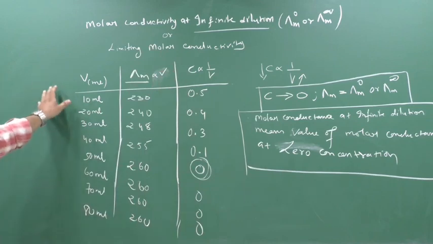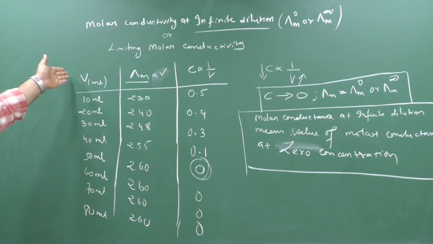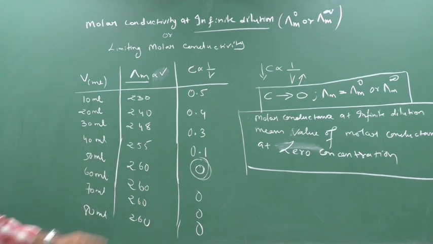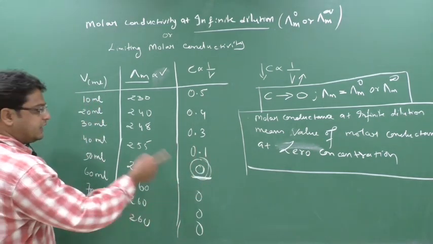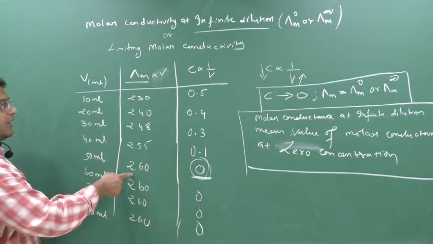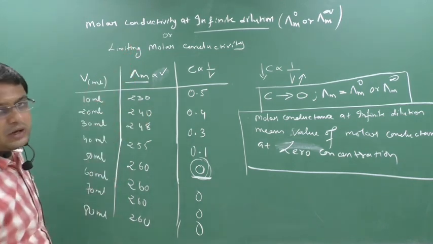So as I increase my volume, lambda m will increase, but concentration will decrease. As I go on increasing my volume, concentration will decrease. One point will come where the concentration tends to become 0. At that point, the value of lambda m is known as what? Lambda m naught, that is limiting molar conductivity.